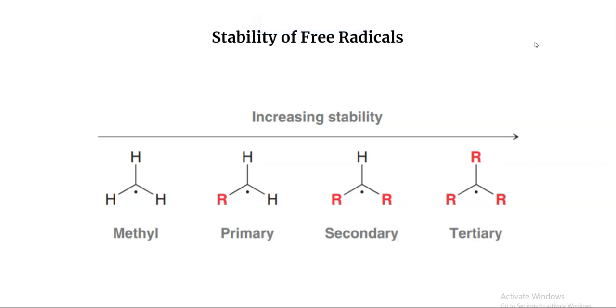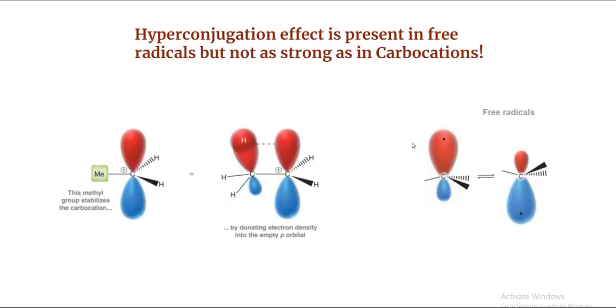Last but not the least, the free radicals. We know the stability increases whenever free radicals go from methyl to primary to secondary to tertiary. And they are very similar to carbocations in nature because both carbocations and free radicals are electron deficient. Just remember that, okay? Free radicals are electron deficient because they want to have one more electron to complete that octet. They don't want to lose this electron. They want to gain one more. So the trend is very similar to the one for carbocations. When you go from methyl to tertiary, the free radicals become more stable.